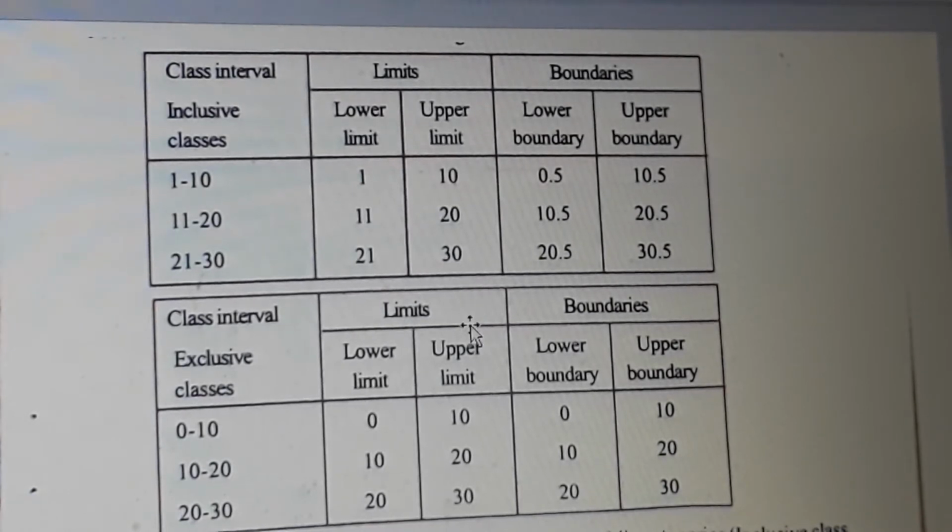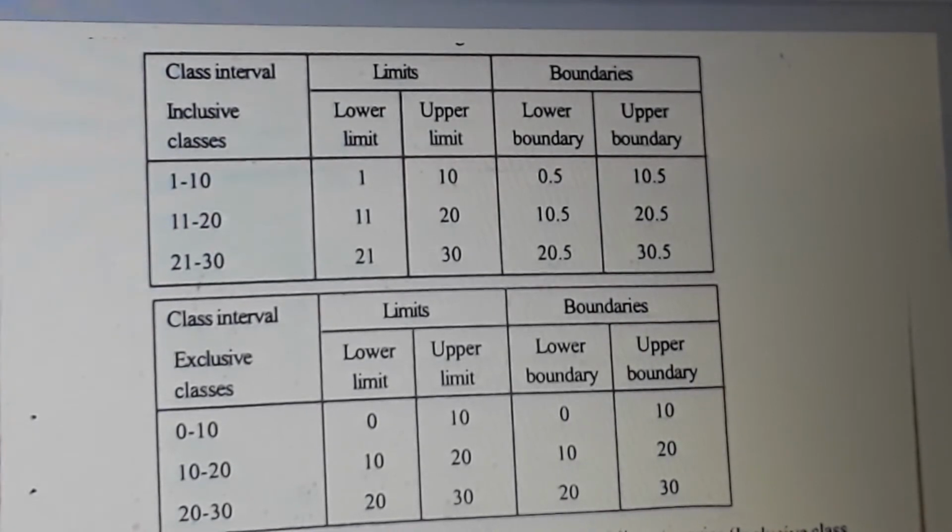Limits are lower limit and upper limit. Boundaries are lower boundary and upper boundary. 0, 10, lower boundary 0. Upper boundary, how to calculate? 10 plus 10 by 2, that is equal to 20 by 2, that is equal to 10. Okay. 10, 20, lower limit, upper limit, lower boundary, upper boundary. 20, 30, lower limit, upper limit.